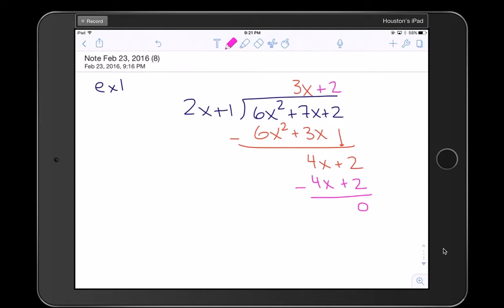You're not always going to get a remainder of 0, but if you do, what it means is that your original divisor of 2x plus 1 and your result 3x plus 2 are factors of 6x squared plus 7x plus 2. And again, you can only say that if your remainder is 0.